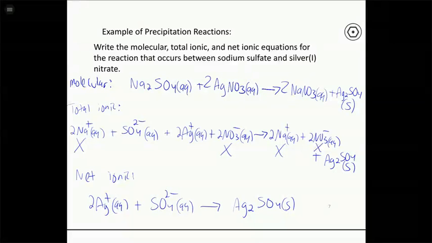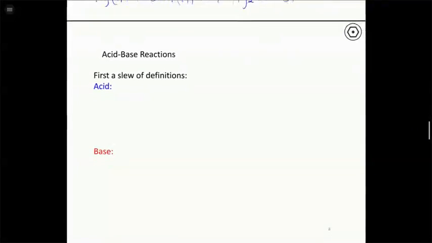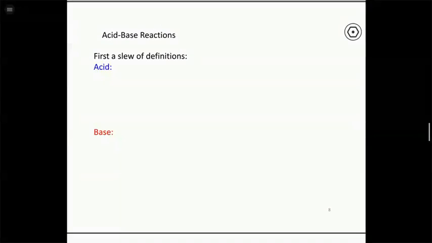Okay, so we're ready to now move on to our next major category of reactions, which is acid-base reactions. This is something you will talk a lot more about in chemistry too, but we are going to introduce it at a fairly basic level here, pun intended. So we're going to start with a few definitions.